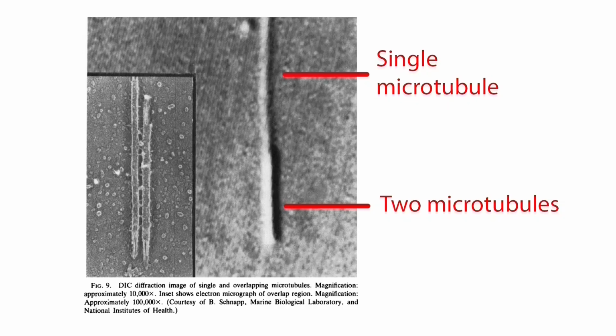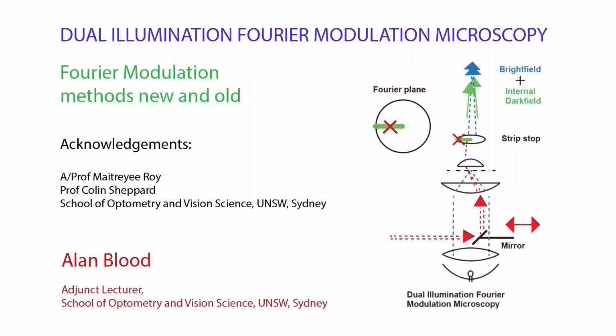200 nanometers in width. In conclusion, Fourier modulation methods offer a wide variety of applications. We hope the proposals for novel, dual and multiple illumination systems will be well received.